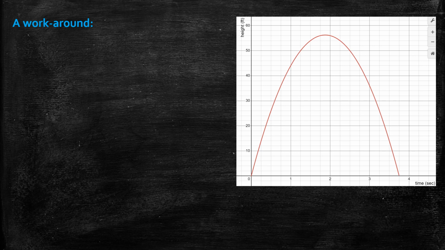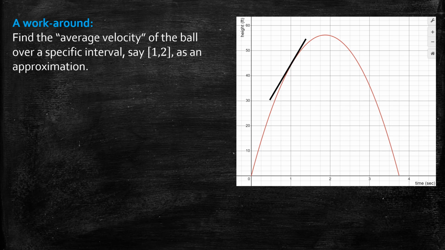Here's the graph of the height of the ball with time, and our desired goal is to find the slope of that black line, the tangent line, which will represent the instantaneous velocity at t equals 1 second. So our workaround is to find the average velocity, because we can find that over any interval just using the slope formula. I'm going to pick the interval from 1 to 2. So I am picking this interval between 1 and 2, and seeing what happens over that interval. What I'm actually looking to do is find the slope of that line, the blue line, which is called the secant line, and that will give me the average velocity.